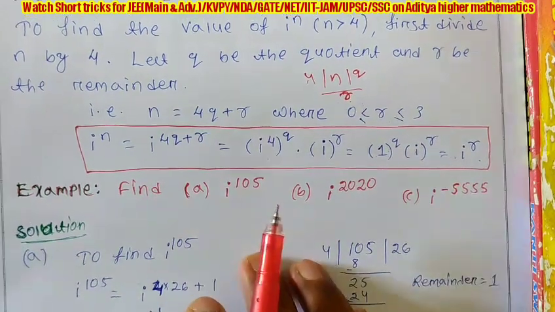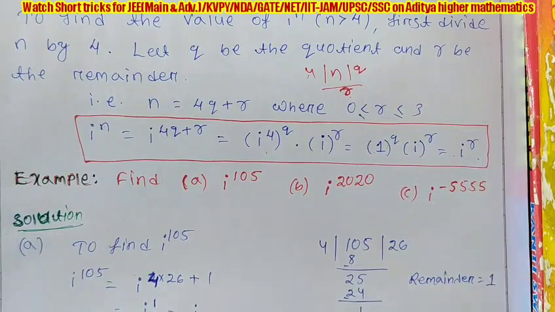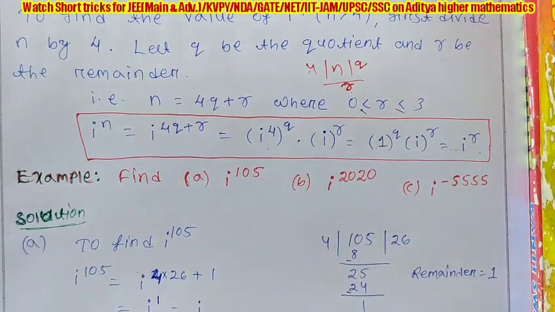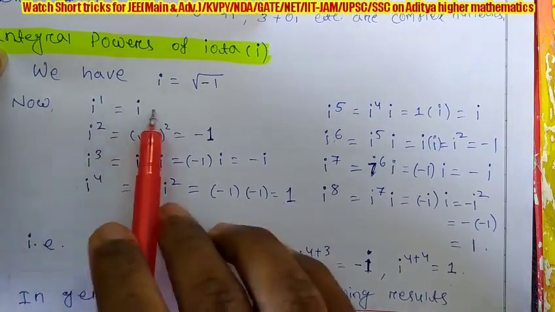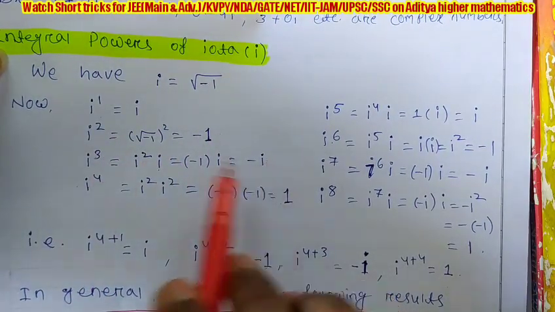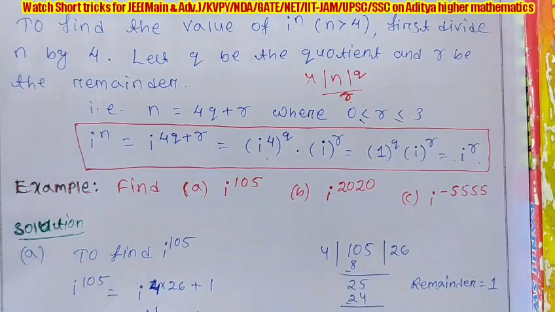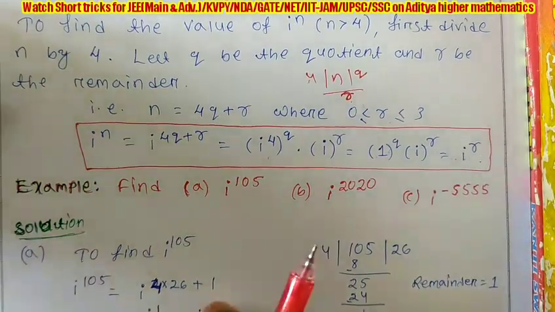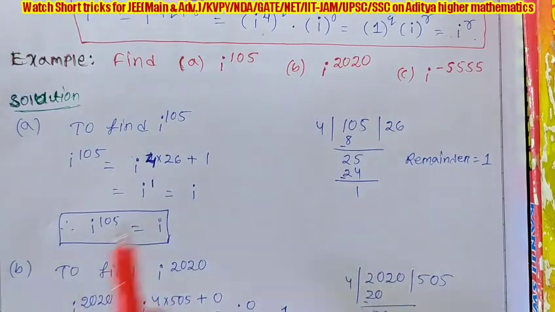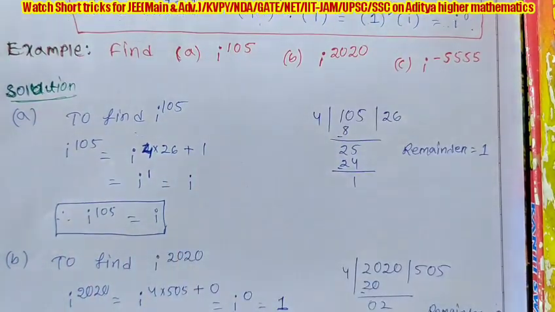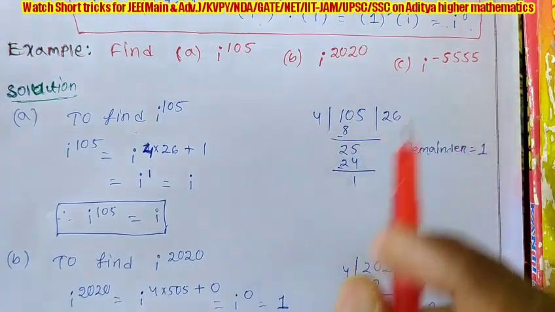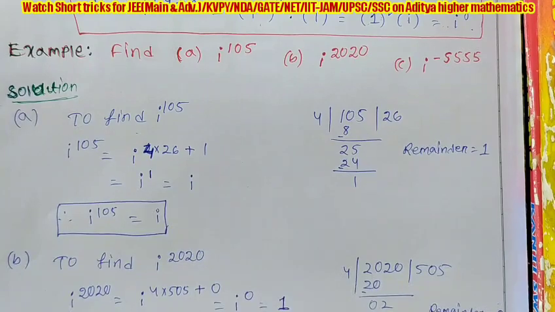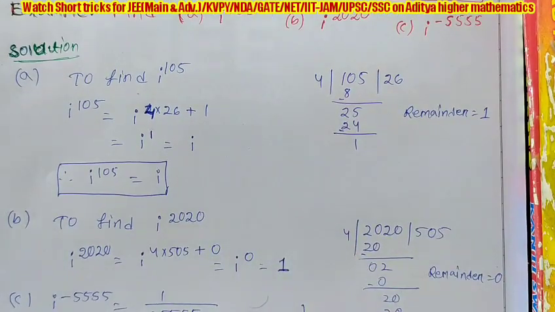Whatever big number is given, when you find its remainder, you will always get a value less than or equal to 3. That means the remainder is either 0, 1, 2 or 3. That means you have to know these values: i to the power 1 is i, i square is minus 1, i cube is minus i. Then whatever big number is given, you can find out. So now we will solve some examples: i to the power 105, and a second question i to the power 2020, and one negative power also I am doing. After that we will solve an objective question. So watch till the last of this video.